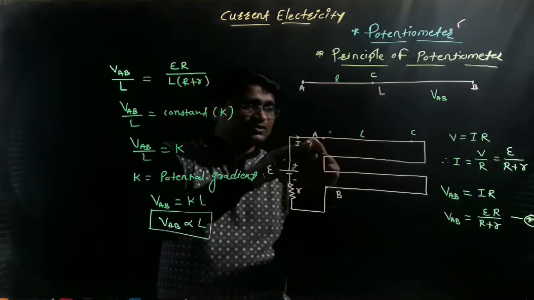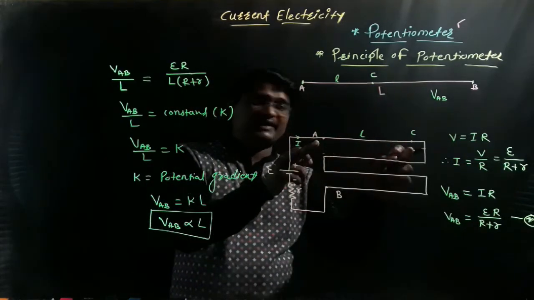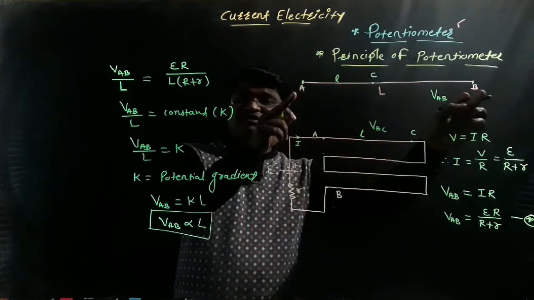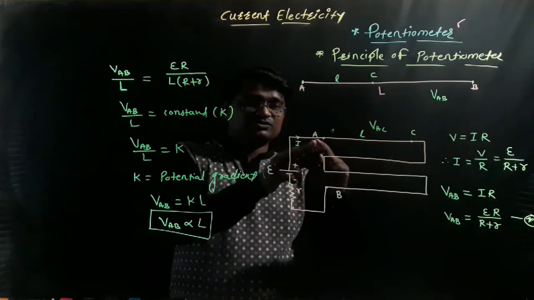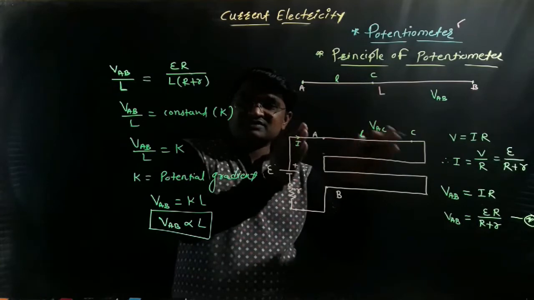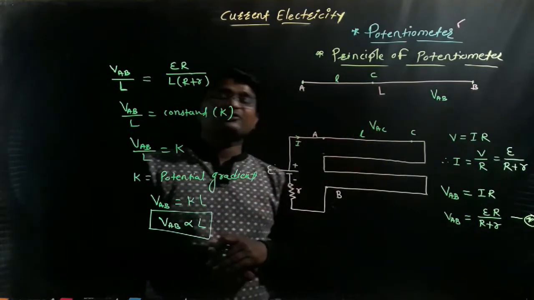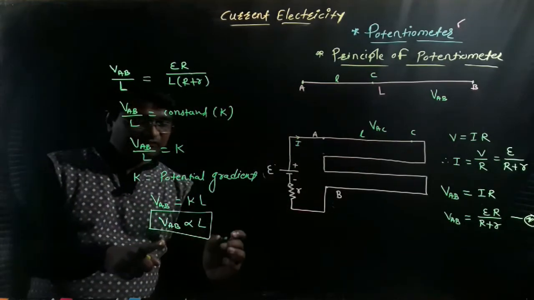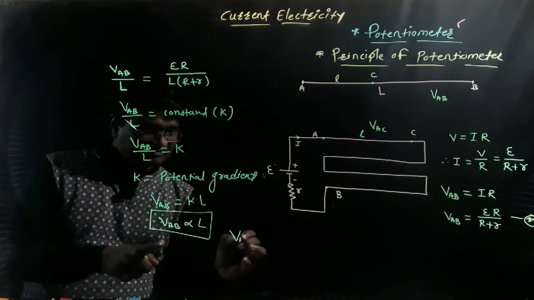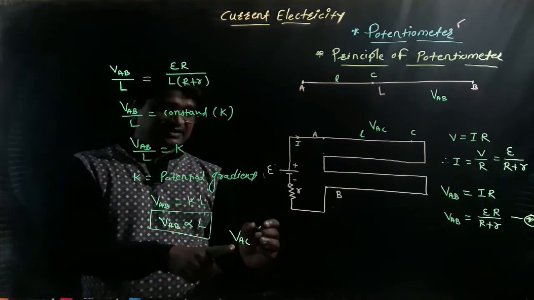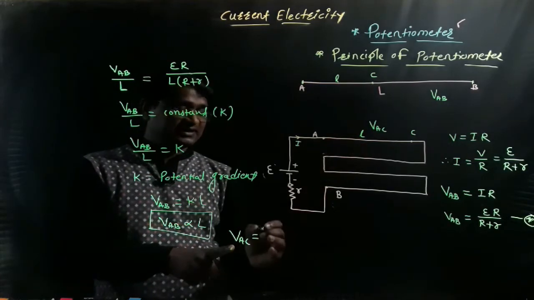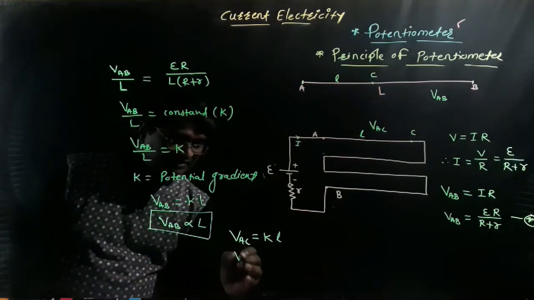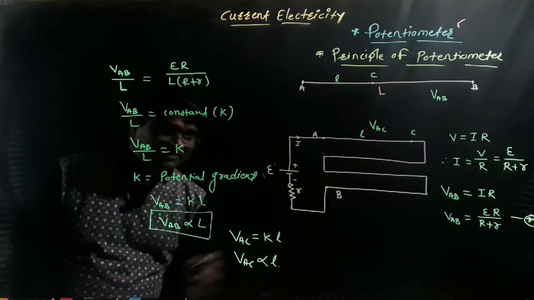What is the total potential difference across the wire AC? Its potential will be denoted by VAC. The total wire has potential VAB. Here the wire AC is one portion, one segment of the wire, and its potential will be denoted by VAC and its length by small l. As per the concept, the potential difference across the wire AC, that is VAC, is equal to K into the length, and here the length is small l. So VAC is directly proportional to small l.